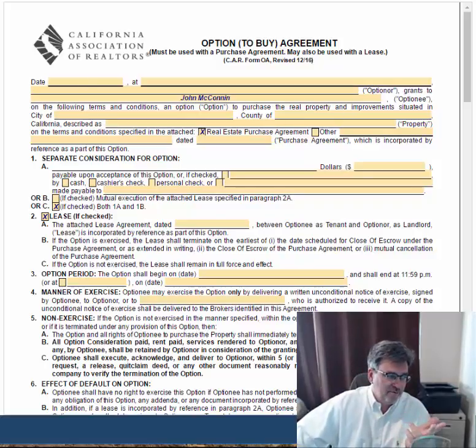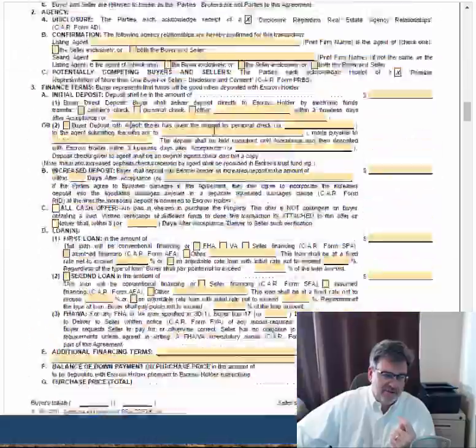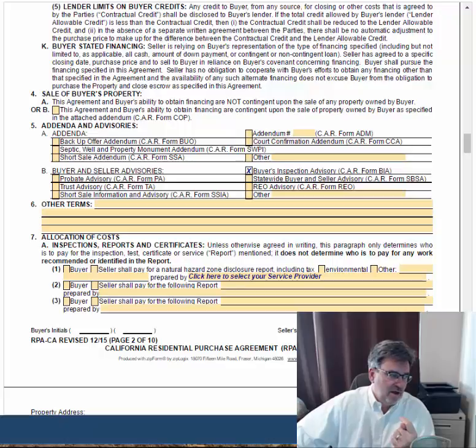We'd probably use CAR forms. You may or may not be familiar with them. I like these for most circumstances. High-end properties, we might use more of a customized form. I mean, we're talking like multi-million-dollar properties. So let's come back to the option agreement.